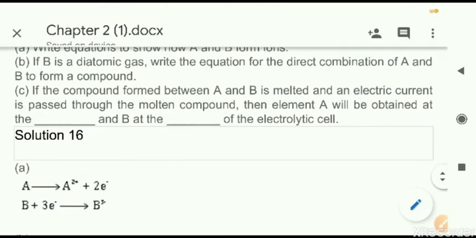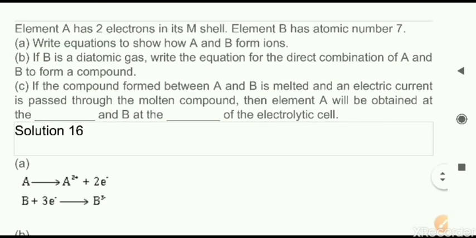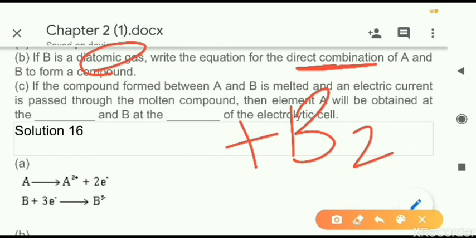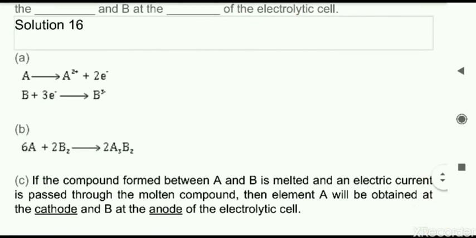Second part now: if B is a diatomic gas, write the equation for the direct combination of A and B. Here you have to remember it is diatomic. Diatomic is a type of molecule. Molecules are of different types: monoatomic, diatomic, triatomic. You would have done this in lower classes. If a single molecule is made up of 2 atoms, it is called diatomic. That means this element is actually B2. The molecule is B2, having 2 atoms, and you have to show the direct combination of A with the B2 molecule. So we can write the equation and balance it.